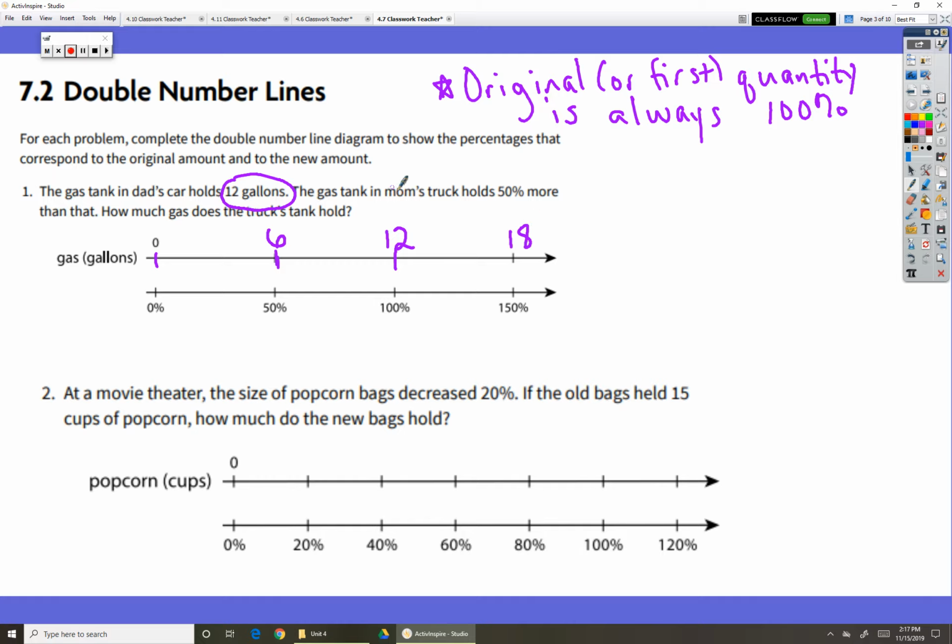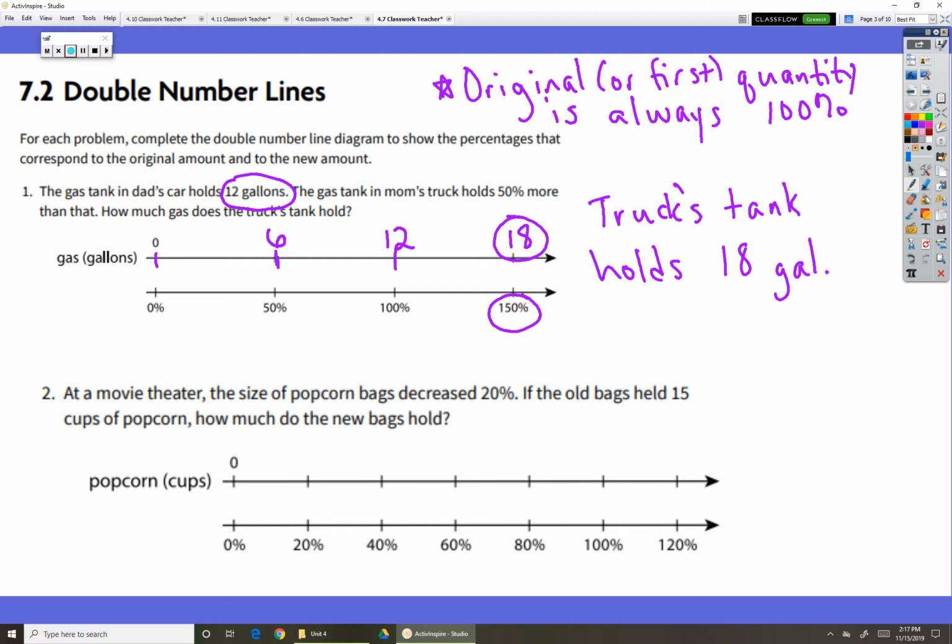So it says that the gas tank in Mom's truck holds 50% more. So 50% more than 100%. 100 plus 50 is 150. So this is how many percent Mom's truck's tank holds, and the number that goes with that is 18. So we can say that the truck's tank holds 18 gallons.